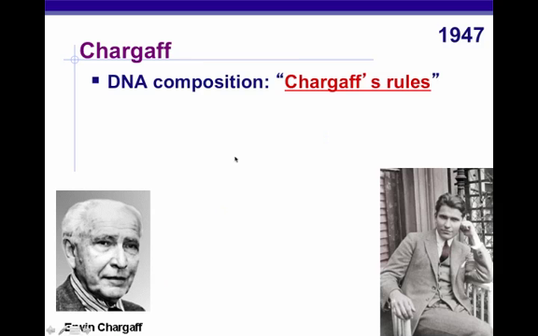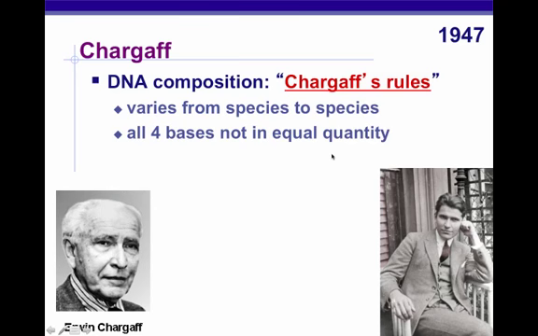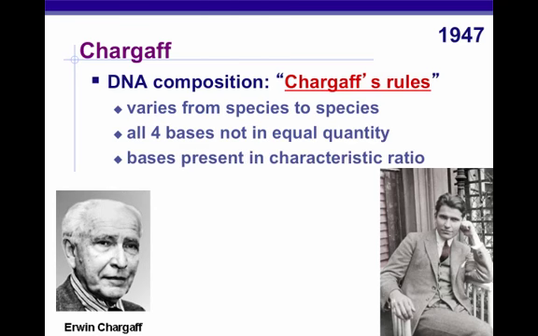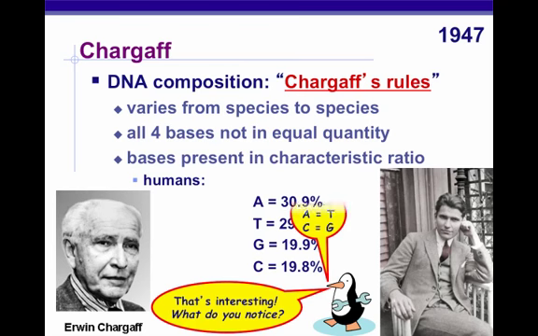Chargaff here, DNA composition, we have something called Chargaff's rules. It varies from species to species, but all 4 bases are not in equal quantity. So bases are present in a characteristic ratio. So in humans, 30% A, roughly 30% T. Guanine is about 20%, and cytosine is also about 20%. So we now learn that, of course, A has to equal T and C has to equal G. So here we have our DNA base pairs. Interesting.